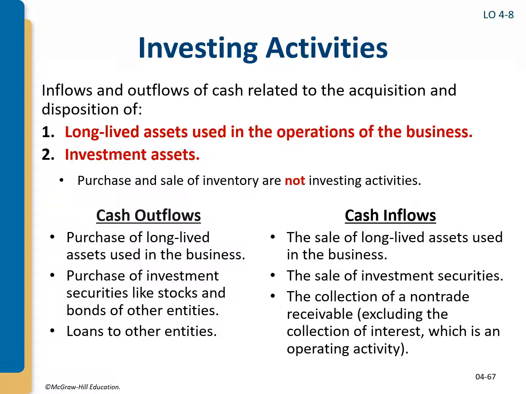We don't net them together. We show cash inflows and outflows separately. So if you buy a piece of equipment and sell a piece of equipment, we show them separately on the statement of cash flow.